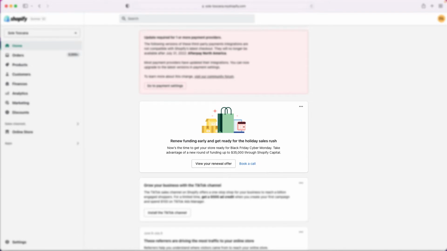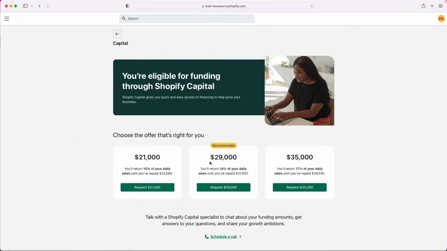If you're eligible for Shopify Capital, you're going to find an offer on your homepage. If you scroll down in your store, you're going to see something like this. Let me go ahead and click on this. Here's my offer. You're going to see three different loan amounts, three different daily sales repayment rates, and obviously three different amounts of interest.